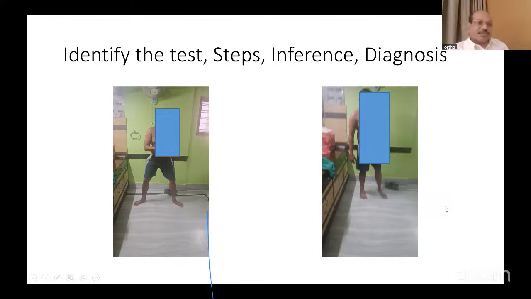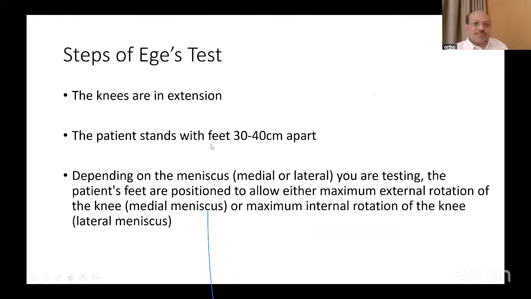So what is the test? It is the Ege's test. It is done in knee extension first. The patient stands with the knees 30 to 40 degrees flexed and 40 centimeters apart, and depending on the meniscus, whether medial or lateral, the patient's feet are positioned to allow either the maximum external rotation of the knee, for the medial meniscus, or the maximum possible internal rotation of the knee, for the lateral meniscus.